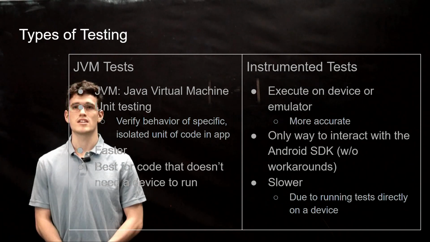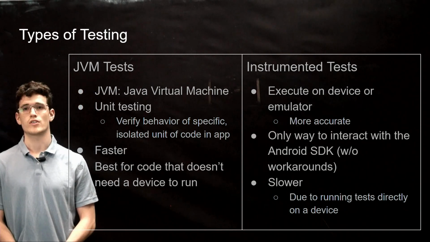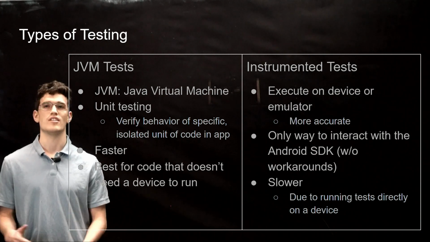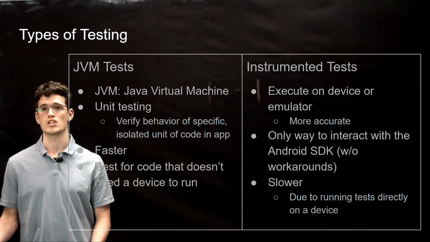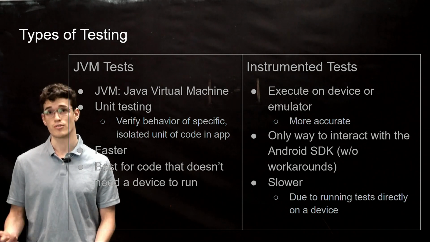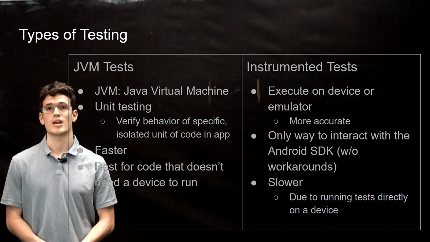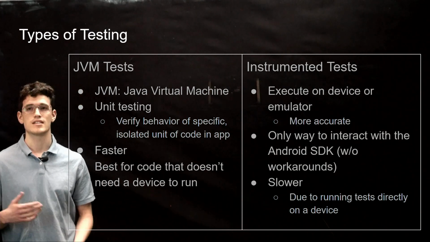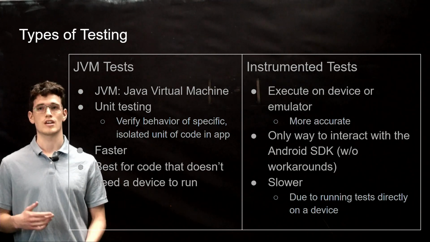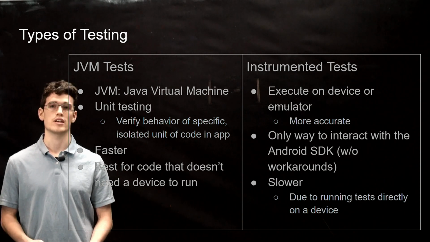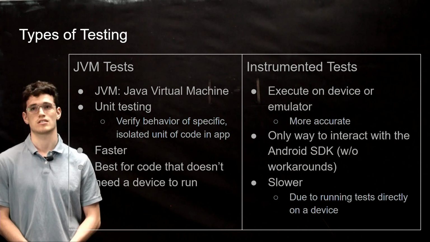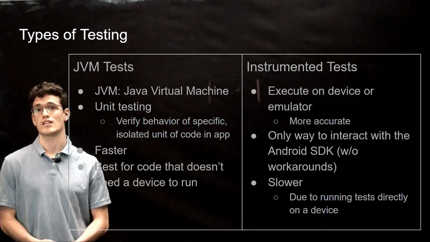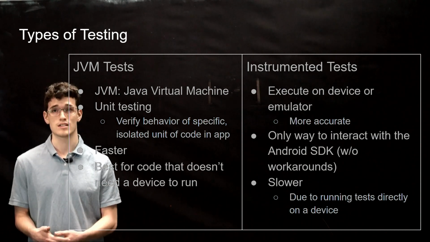So there are two main types of testing. We have first JVM tests, which is also known as unit testing. JVM stands for Java Virtual Machine. This is where we're going to verify the behavior of a specific isolated unit of code in the app. And this is the faster type of testing, given that we don't need to actually run an emulator or device in order for this test to run. And in that case, it is best for testing code that doesn't need to interact with the Android SDK.